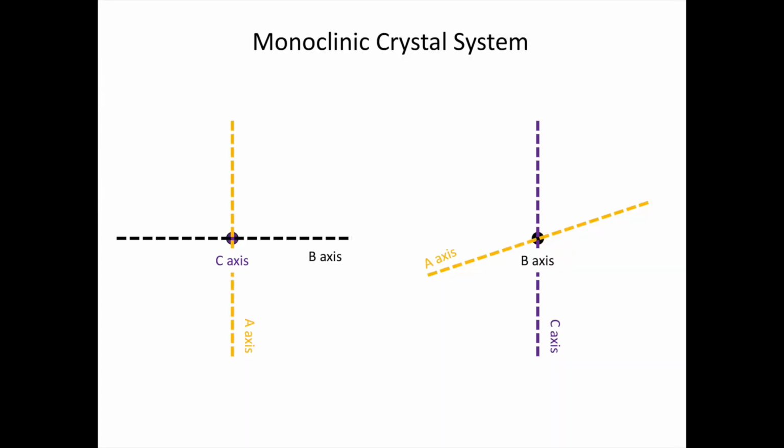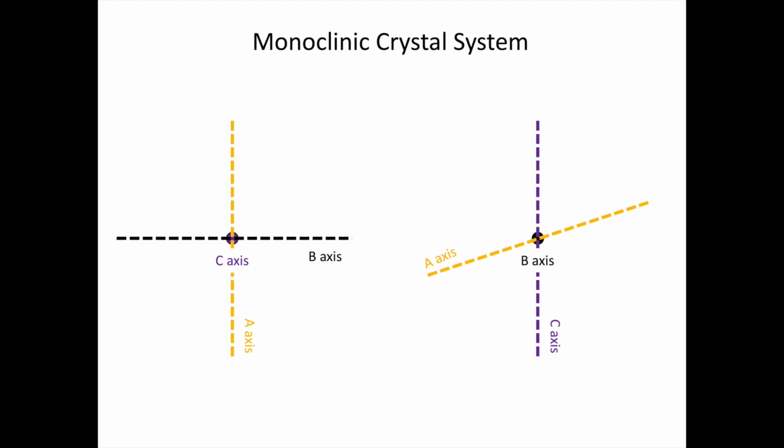Here's just a quick refresher on the crystallographic axes in the monoclinic crystal system. The A and C crystallographic axes of our mineral are going to lie in a plane that is perpendicular to the B crystallographic axis in our mineral. However, the angle between our A and C crystallographic axes will not be 90 degrees.